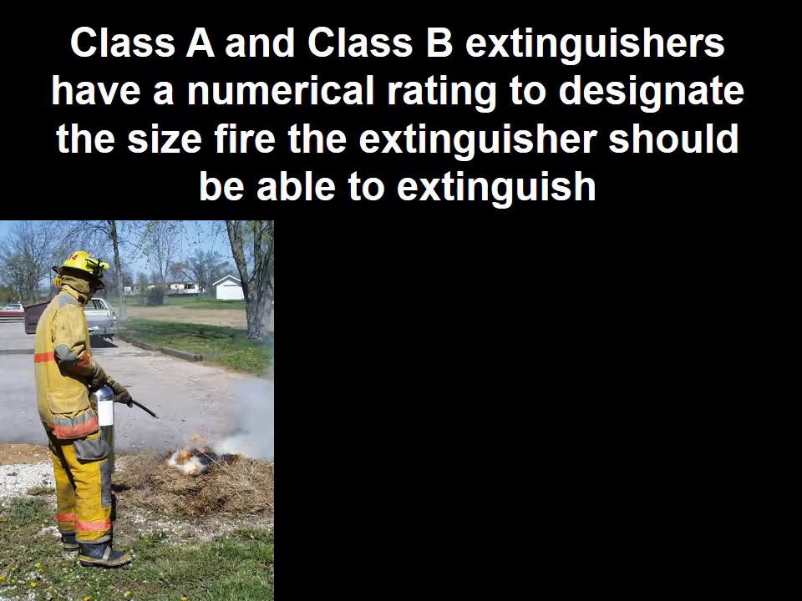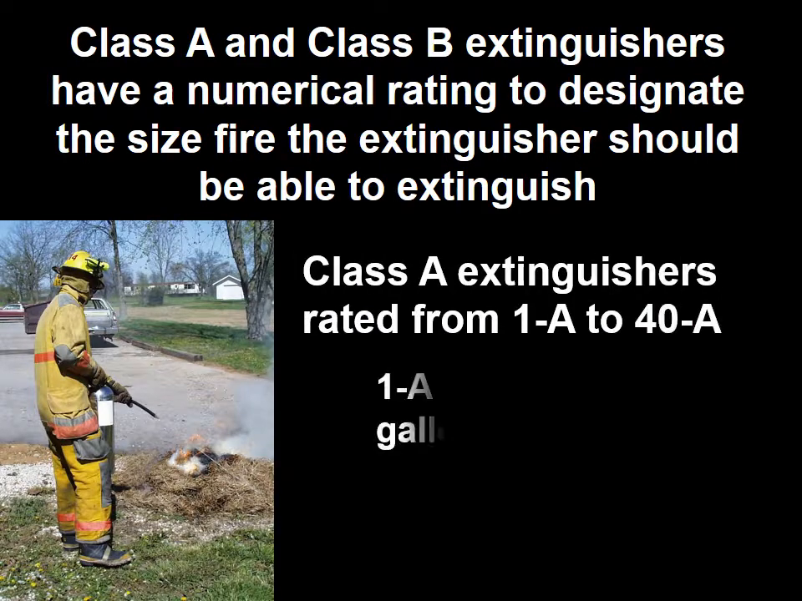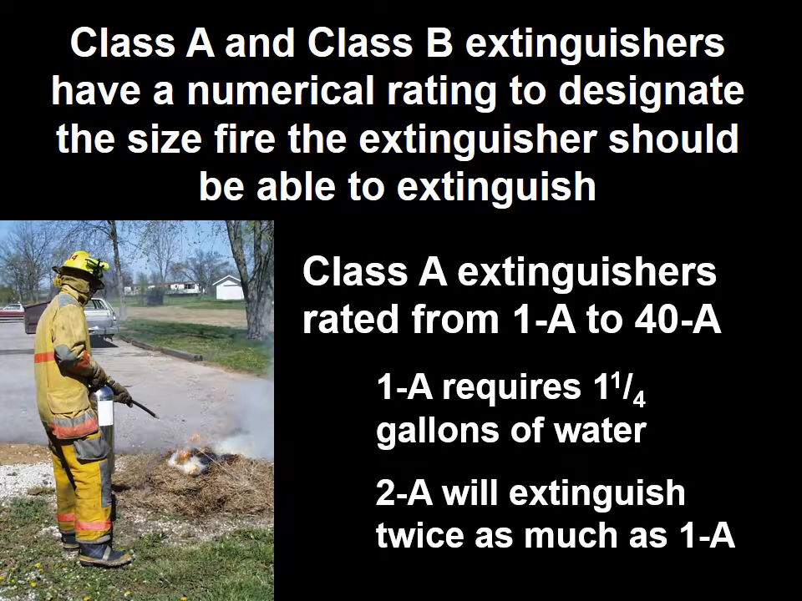Extinguishing rating system. Class A and Class B extinguishers will have a numerical rating to designate the size of fire the extinguisher shall be able to extinguish when used by untrained personnel. Class A extinguishers are rated from 1A to 40A. 1A requires 1¼ gallons of water. A 2A will extinguish twice as much as a 1A.